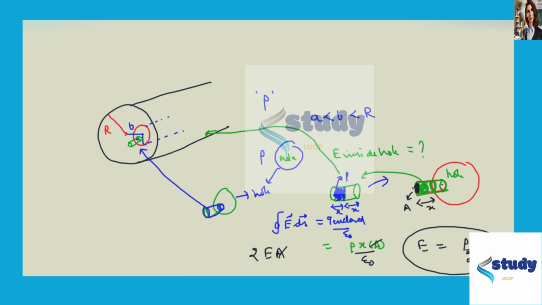But first we have to find what x is here. The maximum value of x could be until the center of this one, so x would equal b. So the electric field would be rho b over 2 epsilon naught.